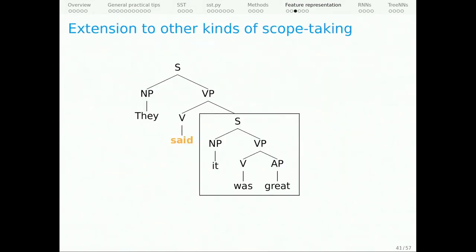And that's a very general idea. There are lots of things in language that take scope in this way, that have semantic influences over the things that are next to them in the tree. So we touched on this last time. They said it was great is not a speaker commitment to it being great, whatever it is, because of this verb of saying. And so you can imagine writing feature functions that are also marking things that are in the scope of verbs like say and claim and maybe doubt and deny, marking them in some special way so that they get treated differently by your model.